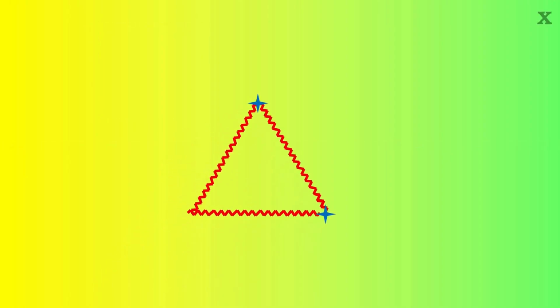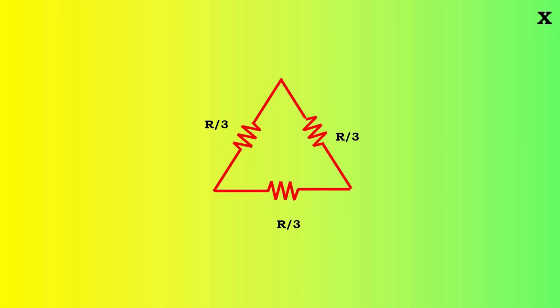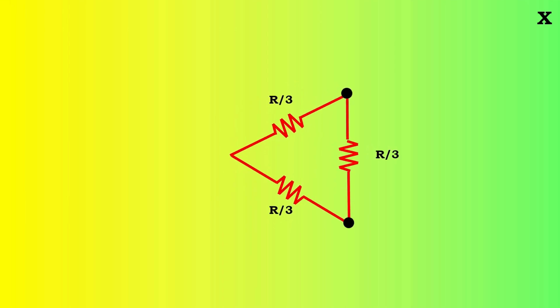Now let's analyze the triangle. Since the wire was divided into 3 equal parts, each side of the triangle has a resistance of R by 3. So we can replace each side with a resistor of resistance R by 3, as shown. Our goal is to find the equivalent resistance between the 2 highlighted vertices. To make the circuit easier to understand, let's redraw it without changing any connections.